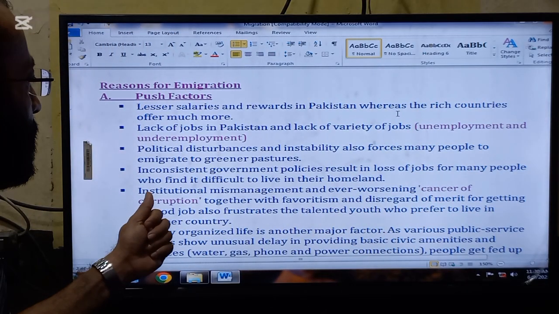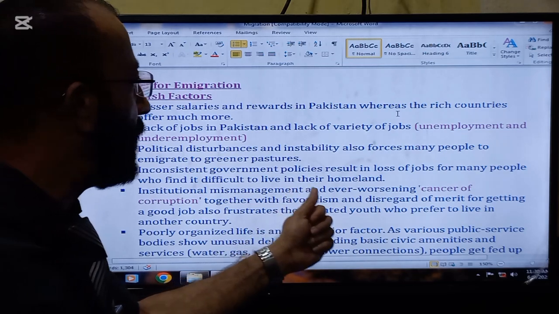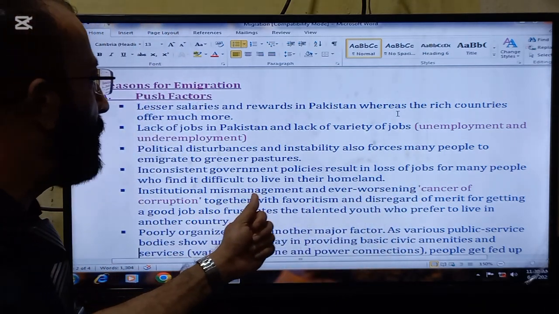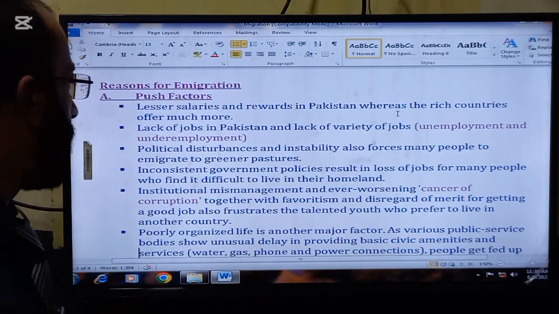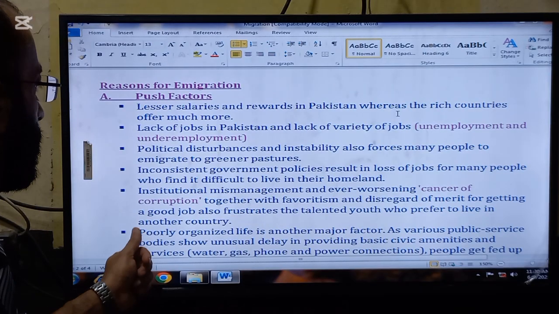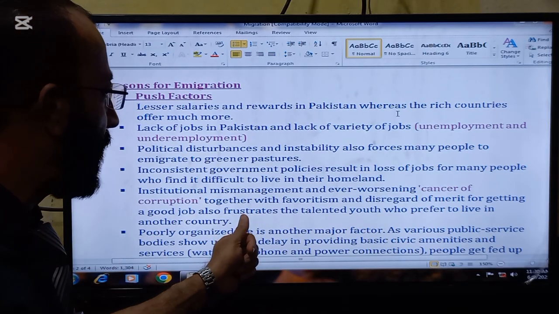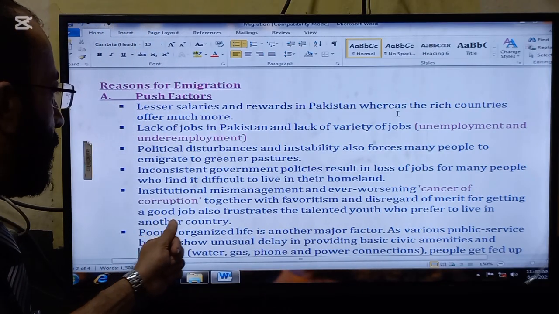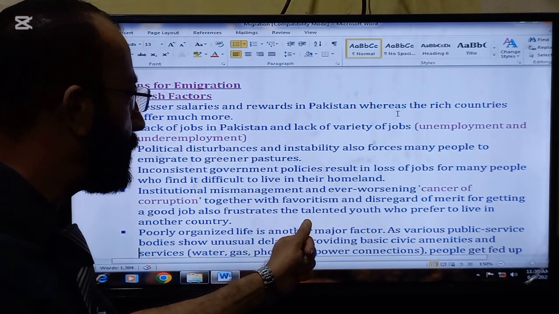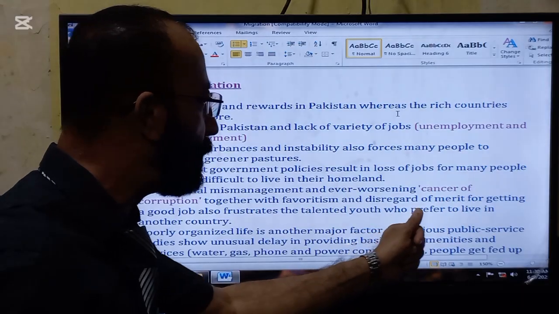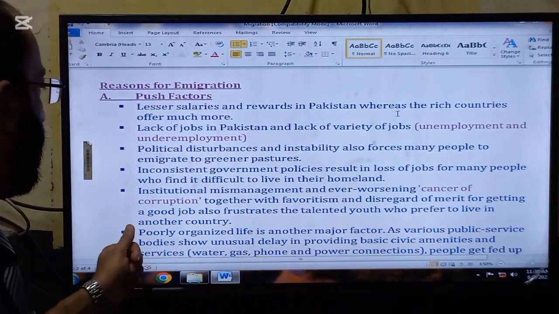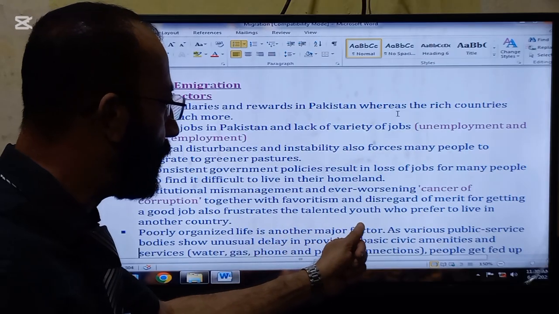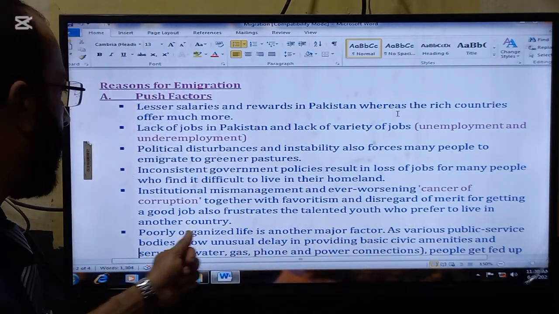Next, inconsistent government policies result in the loss of jobs for many people who find it difficult to live in their homeland. So this is another reason. Next is institutional mismanagement and the ever worsening cancer of corruption, together with favoritism and disregard of merit for getting a good job, which also frustrate the talented youth who prefer to live in another country.